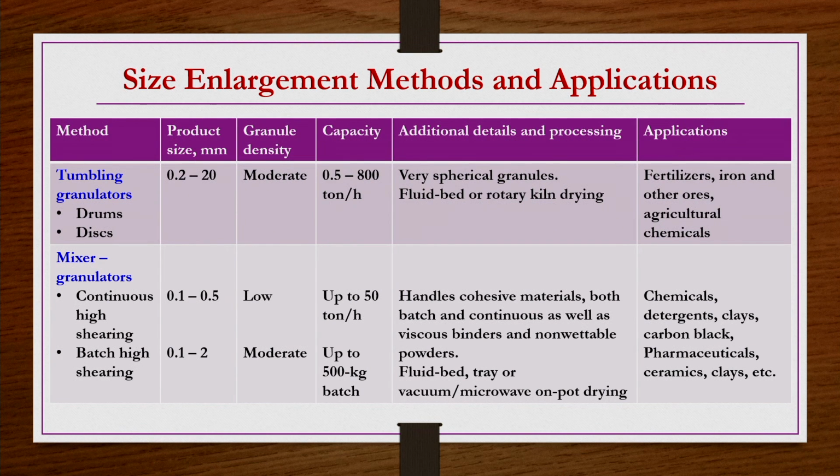These mixer granulators in general find applications in the production of several chemicals, detergents, clays, carbon black, pharmaceuticals, ceramics, etc. So mostly for pharmaceuticals, ceramics and clays, batch high shearing mixer granulators are used.